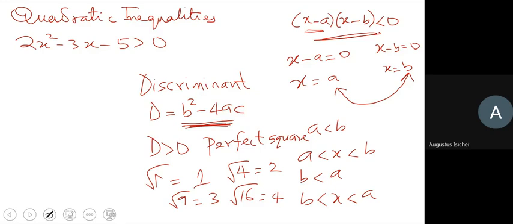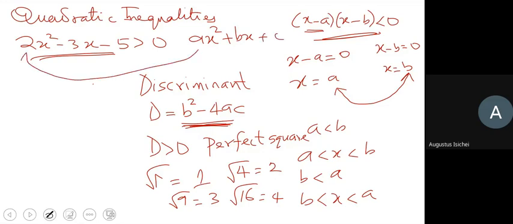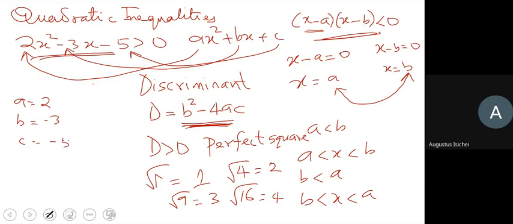Let's quickly test if this can be factorized. What are the values of a, b, and c from this expression? You compare it with the general quadratic expression, ax squared plus bx plus c. The value of a is the coefficient of x squared. The value of b is the coefficient of x, and the value of c is the constant. So a here is 2, b is minus 3, and c is minus 5.